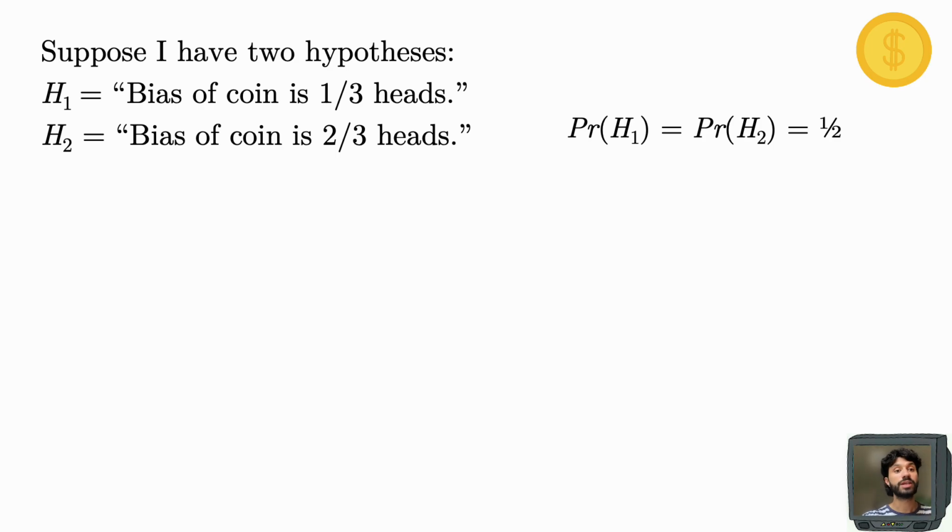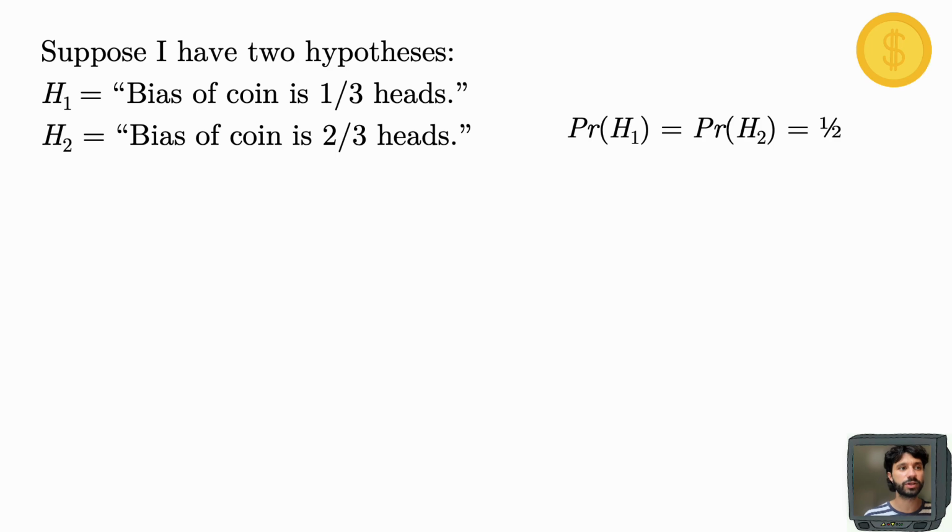Now note that these are the hypotheses I have. The hypothesis is a hypothesis about probability, but they're not my beliefs about the probability. The beliefs I have are going to be assigned to these hypotheses. So let's say that I'm kind of indifferent between the two. I'm not sure. So I will assign 1/2 probability to H1 and 1/2 probability to H2.